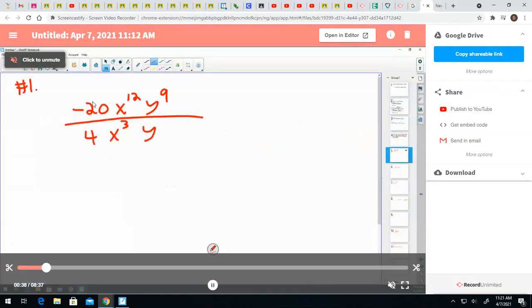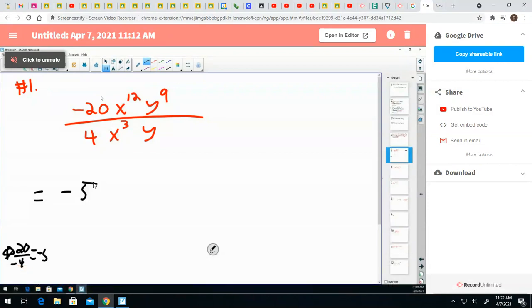Alright, so up first, we've got negative 20 x to the 12 y to the ninth over 4 x to the third y. So we're going to divide negative 20 over 4 to get negative 5. Remember, that's regular numbers, so it's regular division. Okay, if you look at what I'm writing down in the bottom corner. So regular numbers we divide, and now when we divide exponents, you have to subtract the exponents, because we're essentially canceling out 3 of the exponents on top. So we have 12 minus 3 is x to the 9, and y to the 9 over y. It's really y to the first, so it's going to be 9 minus 1 is y to the 8.